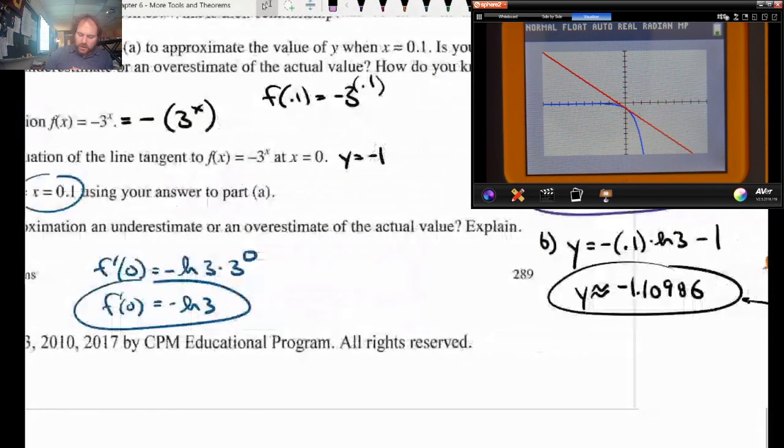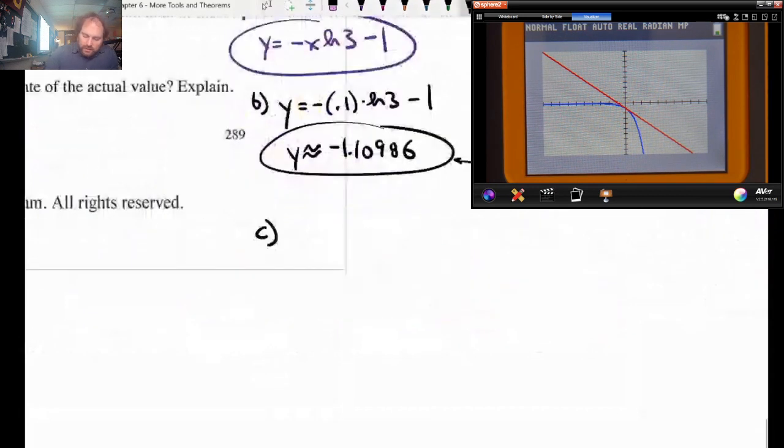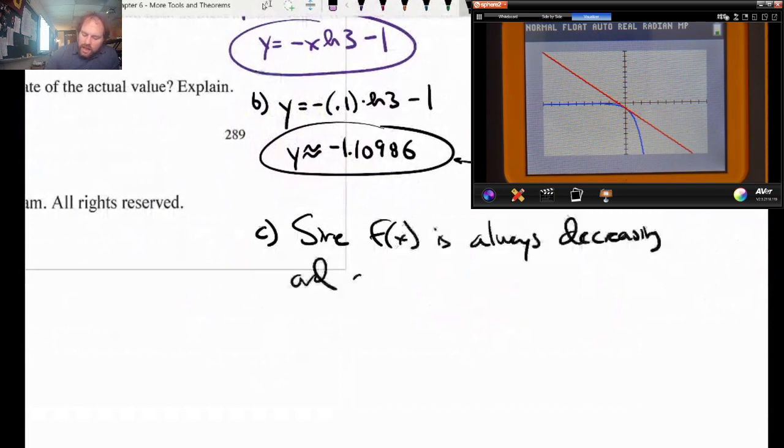So to fully answer that question, I'll write this sentence. Question C. Since f of x is always decreasing and concave down, any linear approximation, that is to say, anytime we use that line to approximate what the curve is doing, any linear approximation will be an overestimate.